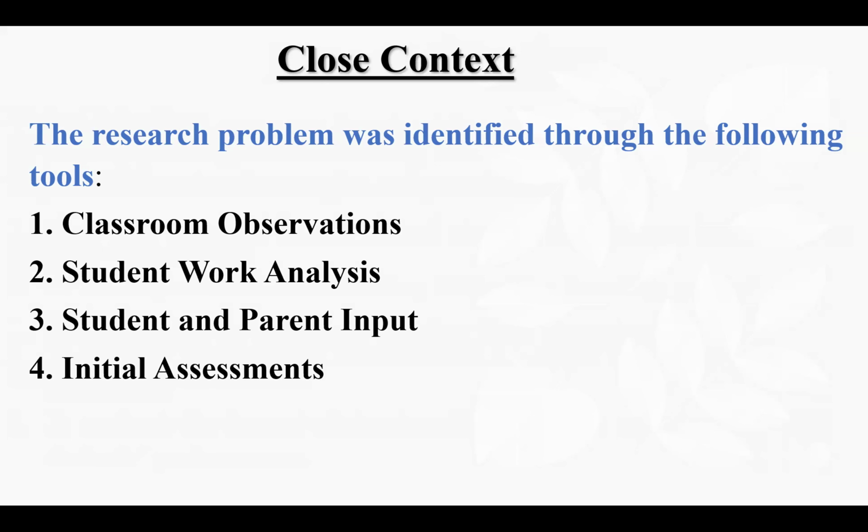First one is classroom observation, student work analysis, student and parent input, and finally initial assessment. The classroom observation: through the observation, I noticed students struggling with letter formation, spacing, and alignment, and some students wrote too slowly. Student work analysis: here I reviewed students' written assignments and noted common handwriting errors.